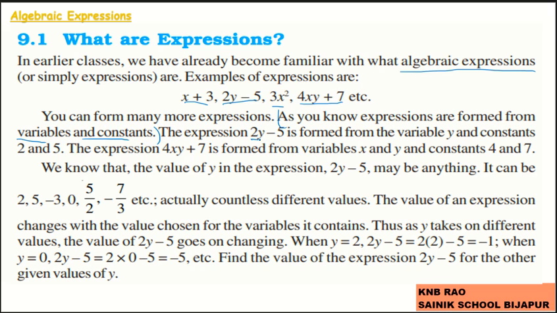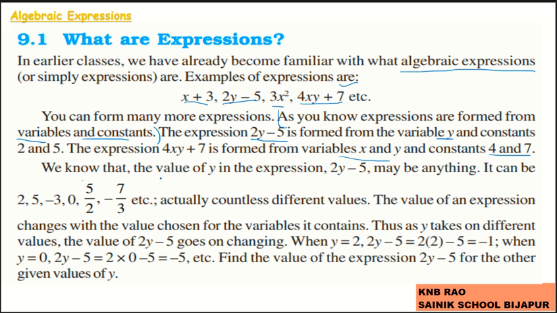Here in this algebraic expression 2y minus 5, you could see the variable y, constants 2 and 5, where 2 and y are interconnected with the product symbol, that is multiplication, and 2y and 5 are combined by means of subtraction operation, that is represented here with a minus sign. Even in the algebraic expression 4xy plus 7, you could see the variables x and y, constants 4 and 7, where 4xy and 7 are connected by means of the addition symbol, plus sign.